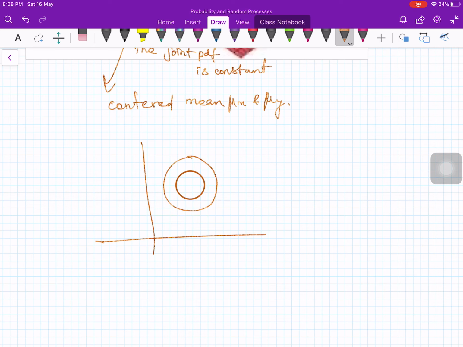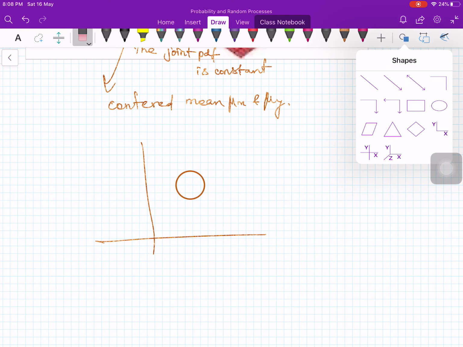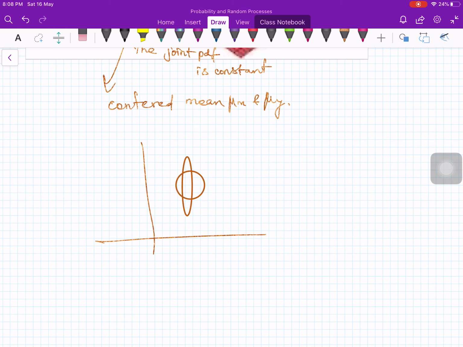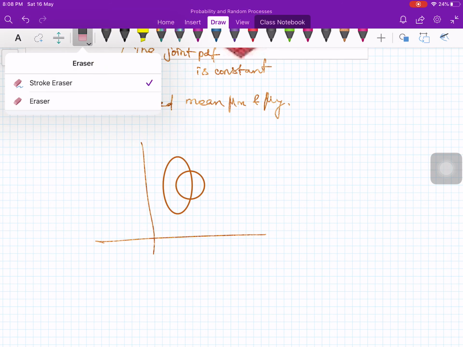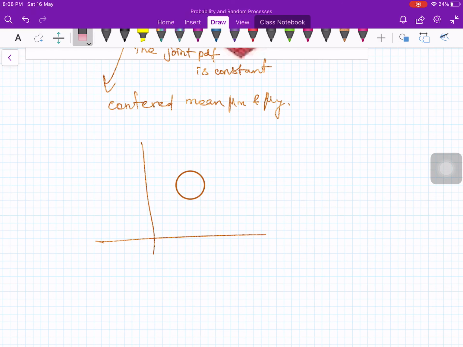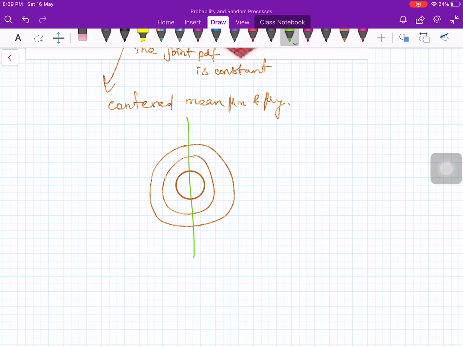Circle like this. One second. Oh, it's not coming. Okay, let me draw normal figures like this. And one minute. Let me draw this axis like this. So center is 0, 0.